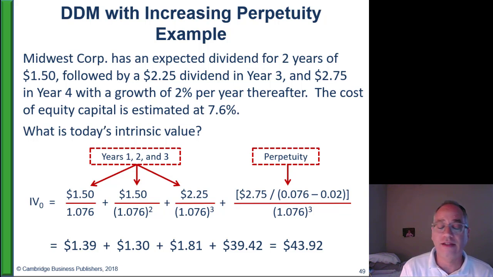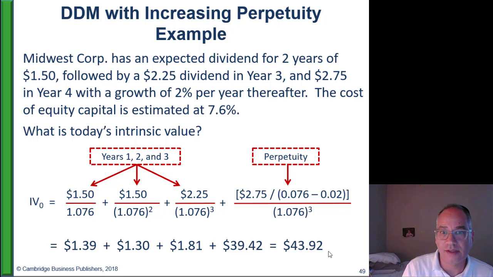After year 3, $2.25 year 3. After year 3, let's assume that the dividends start at $2.75 and they grow at 2% a year. Here's your formula. You'll plug in the growth rate right over here of 0.02. Basically, you add it to the expected discount rate. And that's going to give you a stock value of $43.92.